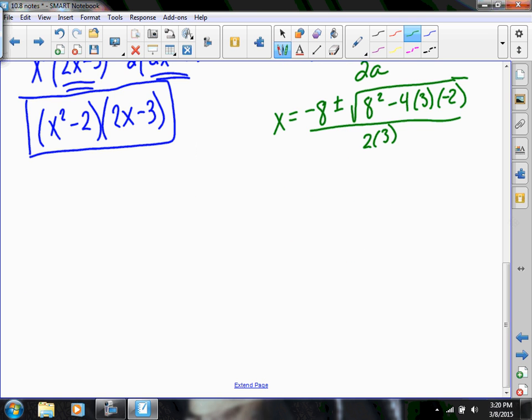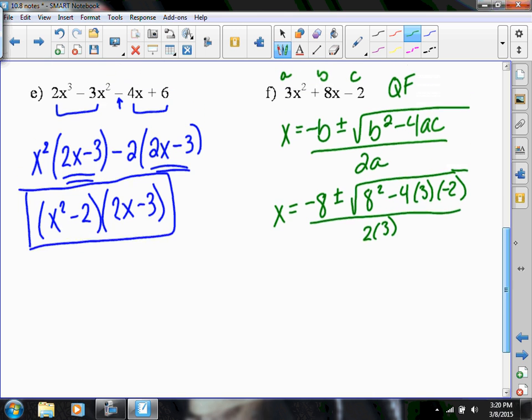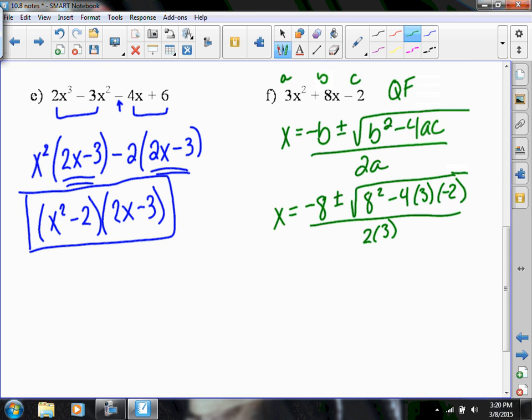So I've done my substitution. Now I just need to simplify. And I'm going to start inside the parentheses there. So I'll have negative 8 plus or minus. This will be 64. And then 4 times 3 is 12. Times 2 is 24. I have a negative times a negative, so that's a positive 24. All over 6. And then I have to add what's inside the radical. So 64 plus 24, that's 88.